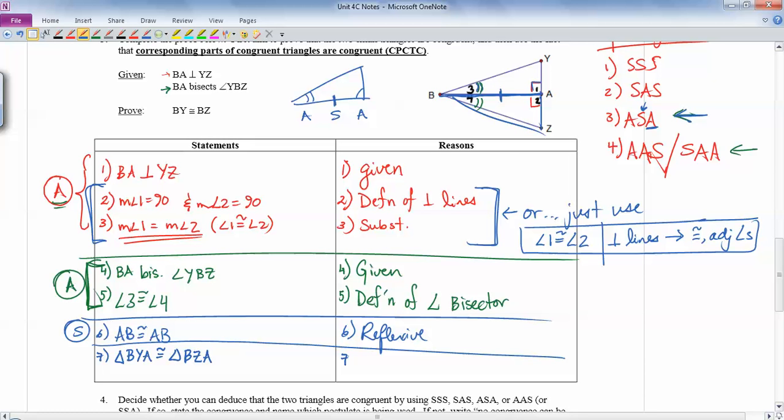And the reason would actually be ASA, even though it looks like AAS in the proof. And now that I know that the triangles are exactly the same, I can match up any other parts that I want to that aren't already matched up. And BY and BZ are a couple of those parts. So I can say step 8, BY is congruent to BZ because corresponding parts of congruent triangles are congruent, or if you prefer, CPCTC.